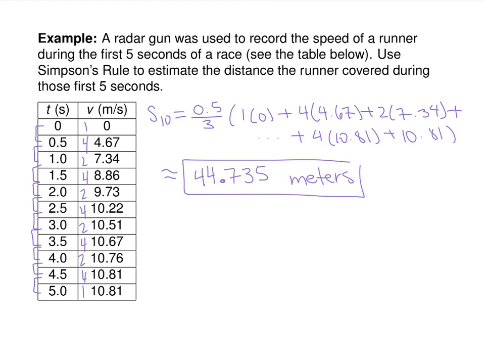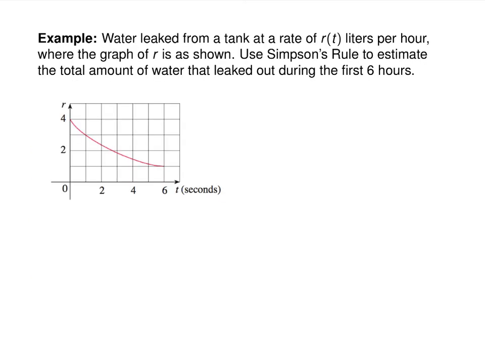Now, what if you had a graph? So here's an example where you have a graph. And I think that there must be a typo here because I double checked this against the answer key in the textbook. This says hours, this says seconds, and R of t is given in liters per hour. I think that this label is supposed to say hours.